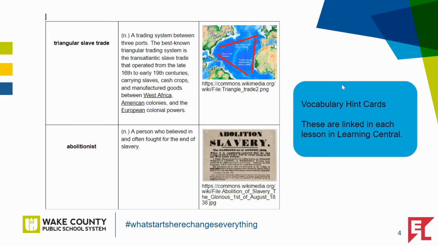In Learning Central, almost every lesson already has picture hint cards created with challenging words, student-friendly definitions, and images. I can provide those to specific students using Canvas or Google Classroom.